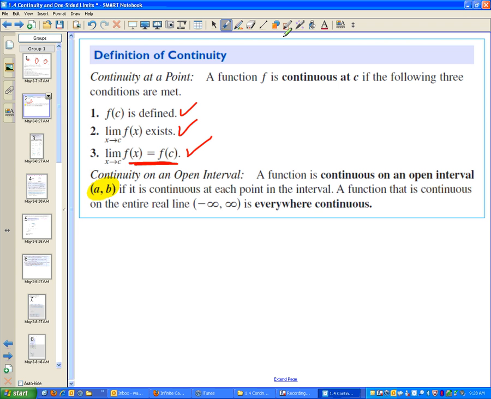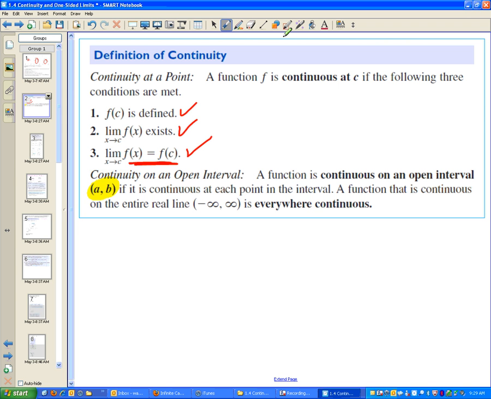If a function is continuous from negative infinity to infinity, or if it's everywhere continuous, or if it's continuous for all real numbers, that all means the same thing. And what it means is it's always continuous. There are no places where the function is not continuous. There are no places where the function is discontinuous.